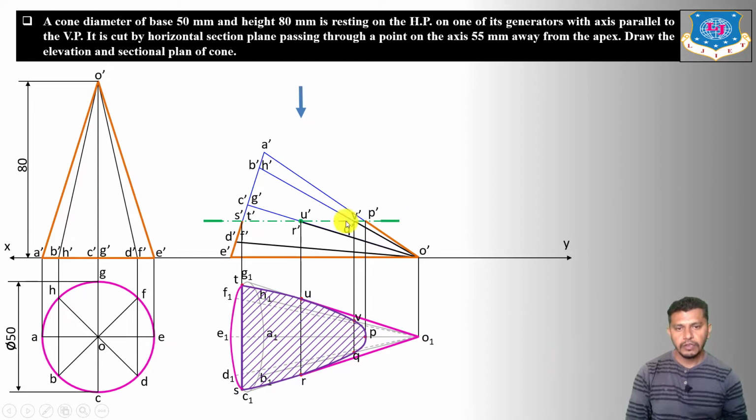Now here the cutting plane is a horizontal section plane. That is why we can also say that the sectional top view gives us the true shape of the section also. So this will be our final front view and the sectional top view.